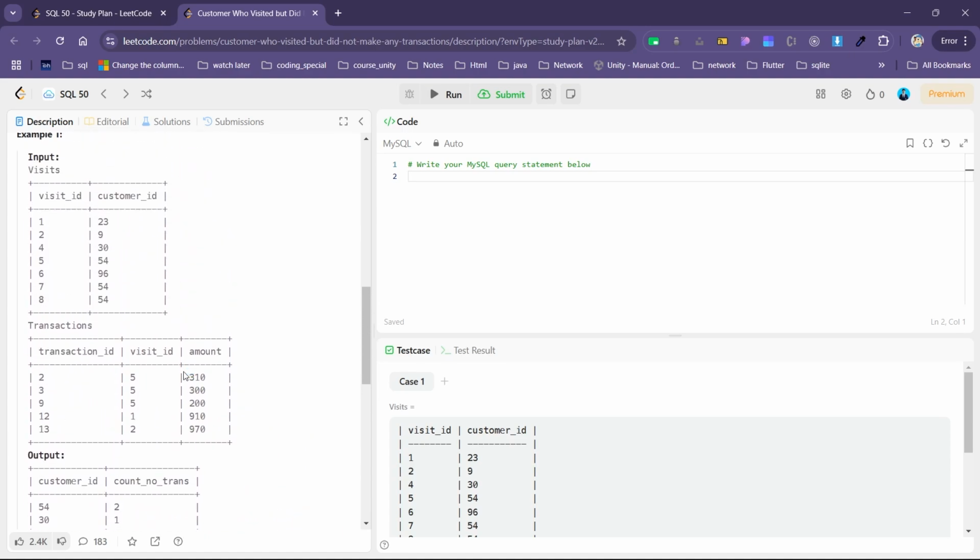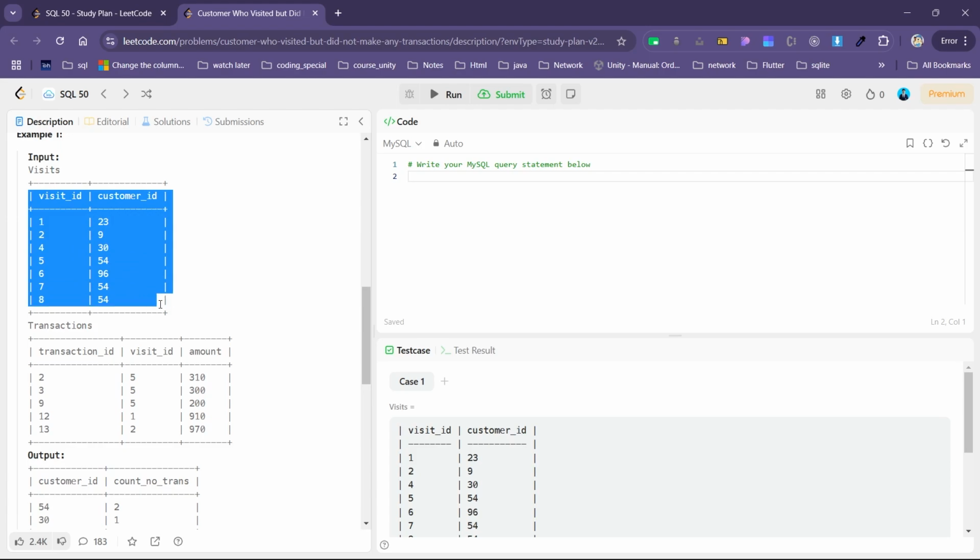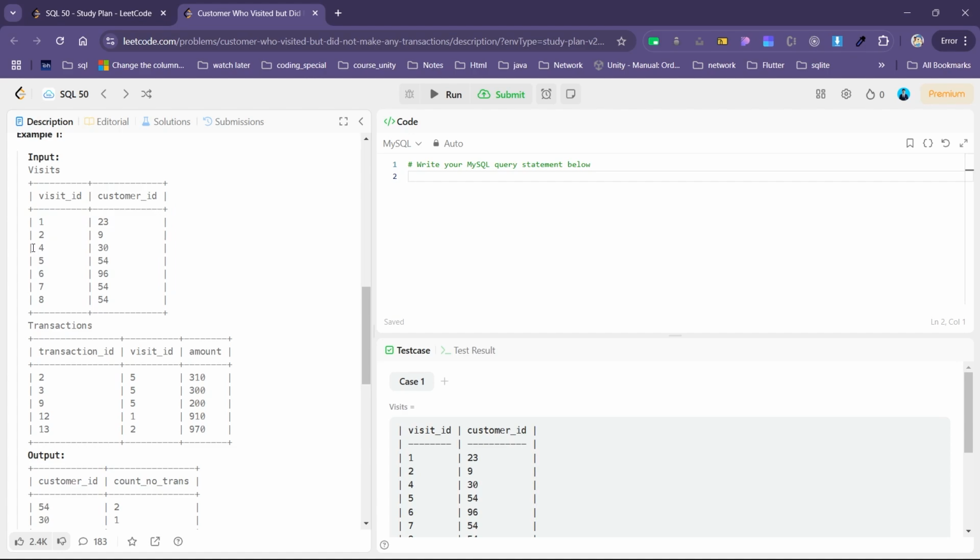And we want the customer IDs which are not in the transactions table. So we will be using the left join, which means we want everything from this table, but not those entries in which the visit ID of the visits table exists in the other table. What I'm saying is that 54 has a visit ID of 5. In the transactions table we have the visit ID 5, which means we don't want this entry, but we want these two entries because they have visit ID of 7 and 8, which do not exist in the transactions table.